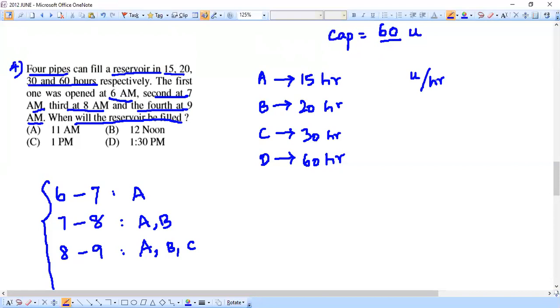It will fill how many units in 1 hour? This is what we need, because this is efficiency. So what we can do is 60 by 15. 60 by 15 will give us 4. So that means pipe A is capable of filling 4 units in 1 hour.